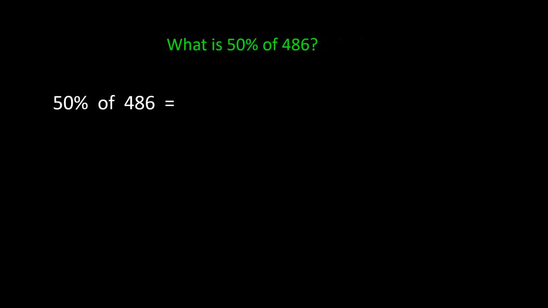So, finding a percentage of an amount without a calculator. First up, what is 50% of something? To find 50% of something, we halve it, or in other words, we divide by 2. So let's have a look. What's 50% of 486? So let's do 486 divided by 2. We're finding half of it. If we do a little bus stop there, how many 2's in 4, how many 2's in 8, how many 2's in 6? So 50% of 486 is 243.